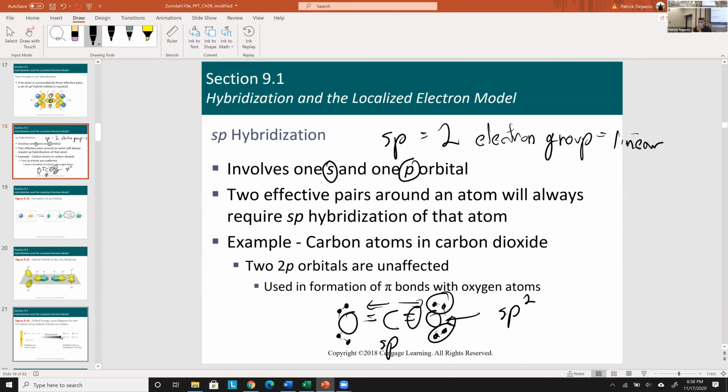So what we would expect from you is to have a Lewis structure and be able to determine the hybridization of each of the elements in there. And that's based on how many electron groups they have. So we already got the first 3. We got 2 electron groups is sp, 3 electron groups is sp2, 4 electron groups is sp3.